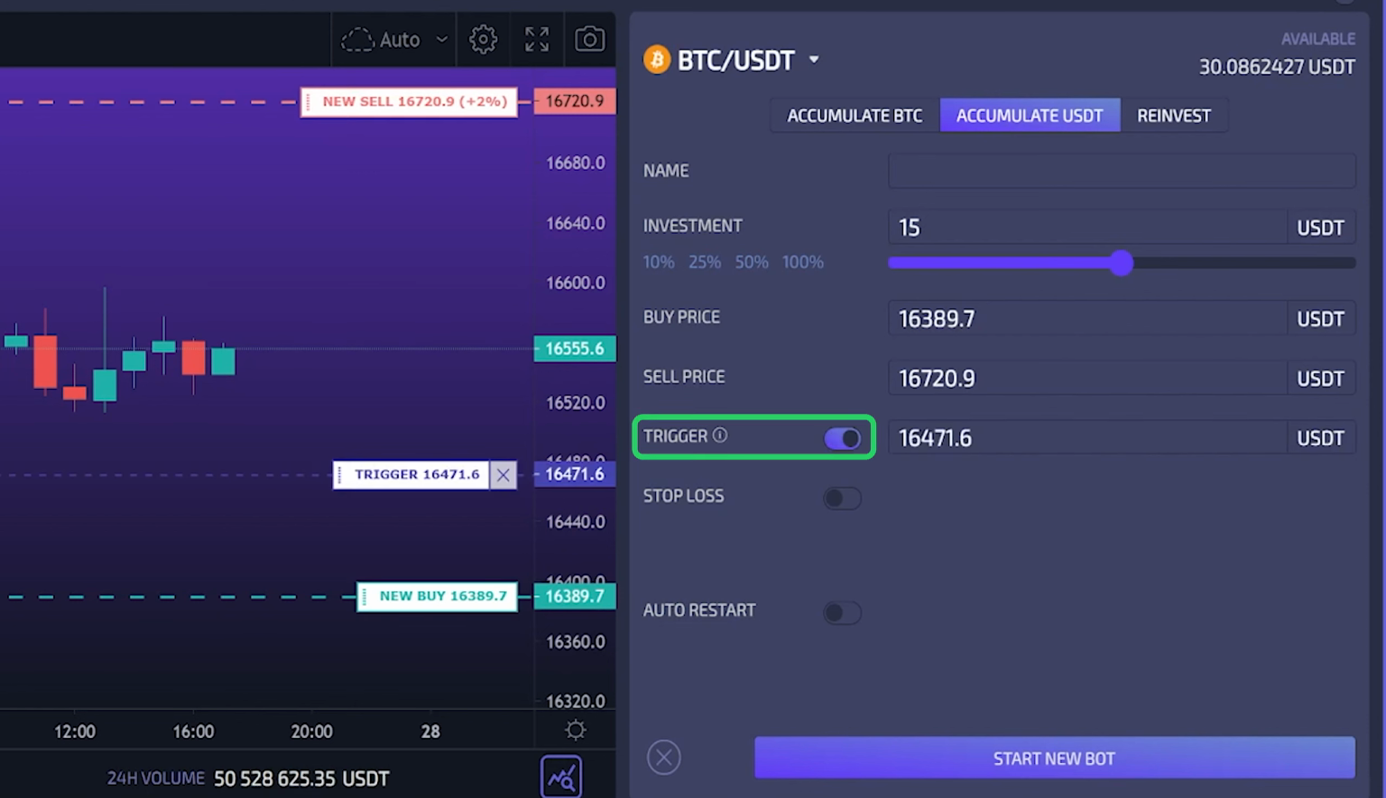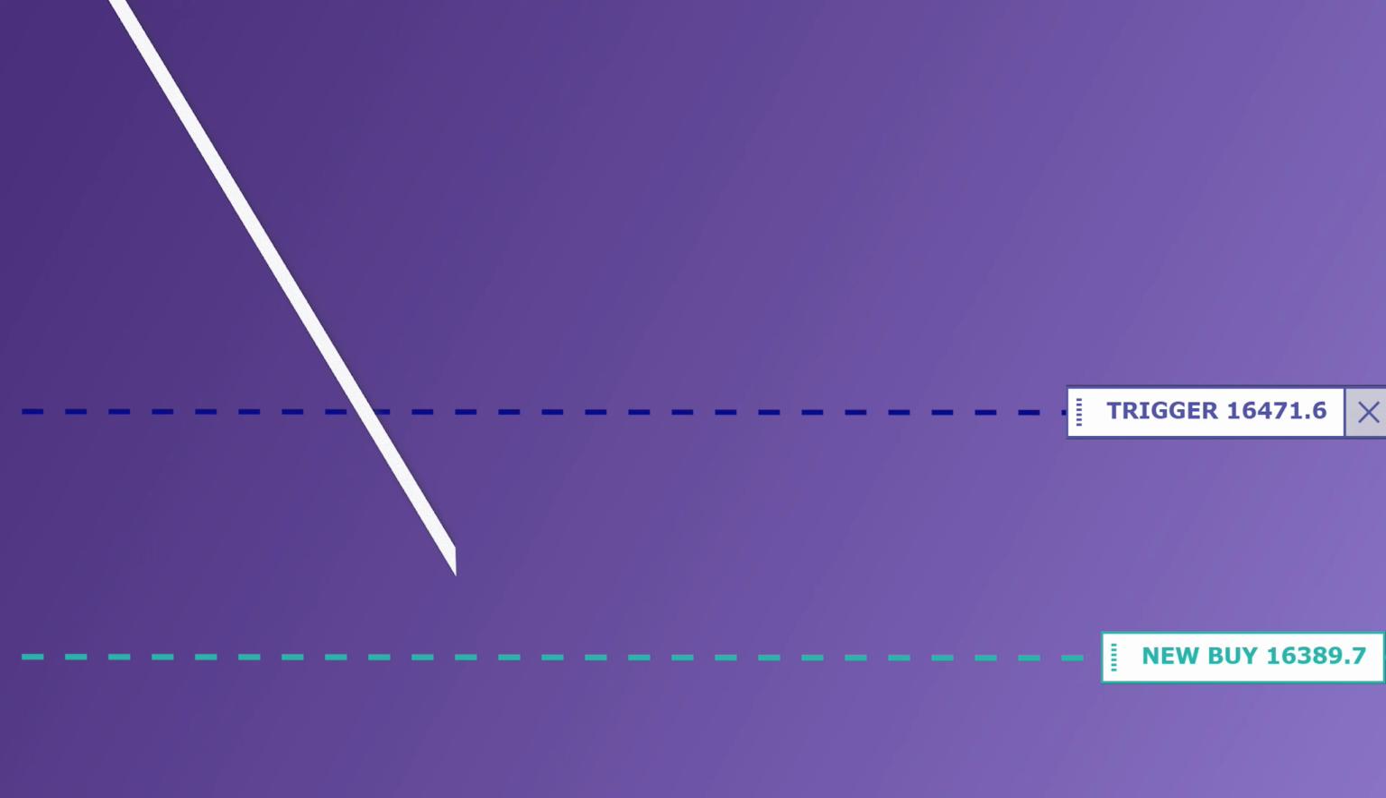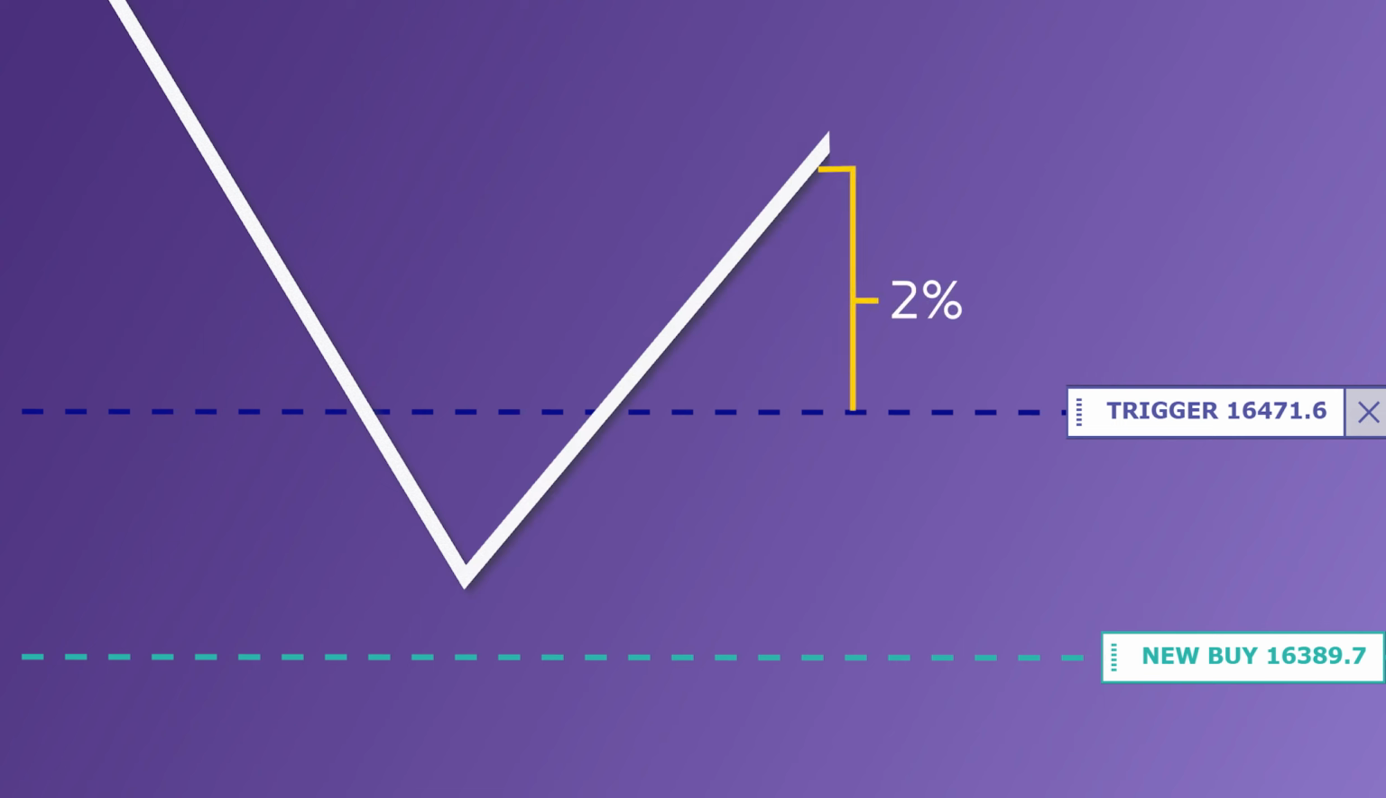Now here you can enable the trigger feature for your buy order. You can use this if you don't want your funds reserved by the limit buy order until the price is close to where you set your buy. If the price drops below the trigger, the bot will create a buy order. If the price crosses back up and rises 2% above the trigger, and the order was created no less than 60 minutes ago, the order will be cancelled.